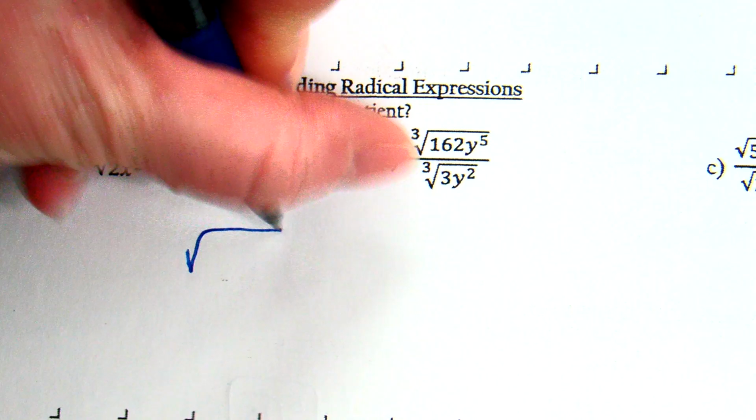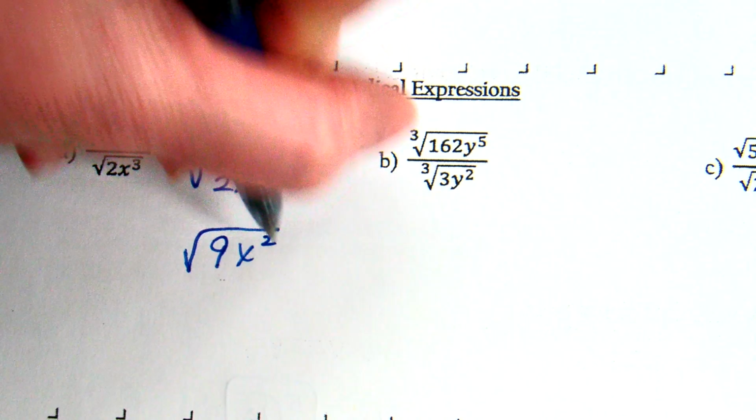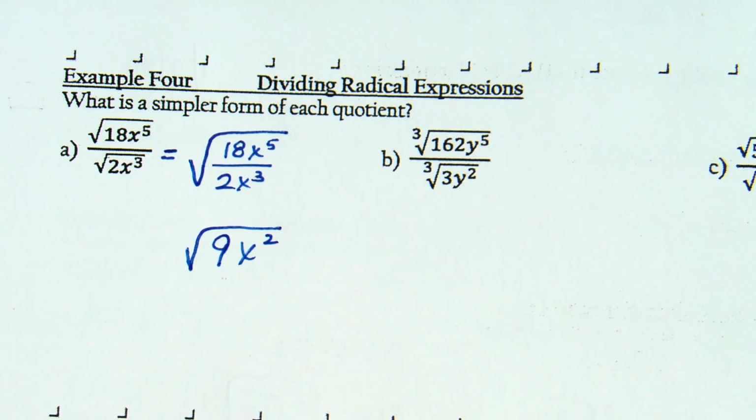So I haven't taken any square roots at this point. I just know that 18 divided by 2 is 9. X to the fifth divided by x to the third is x to the second, because I subtracted the exponent, excuse me.